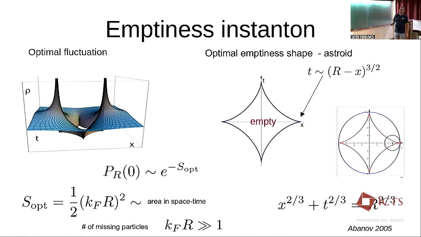And its interpretation is pretty nice, because this sort of free energy, if you wish, is given by a number proportional to the number of expelled particles squared, or the area in the space-time of the asteroid. Good.